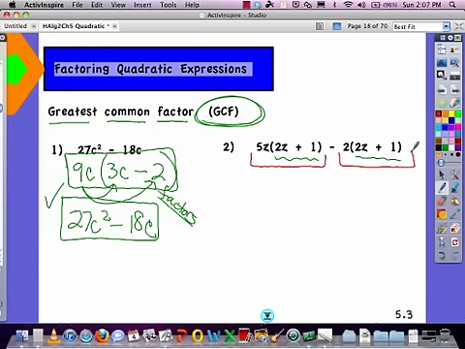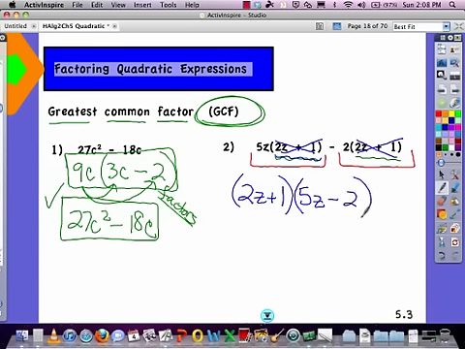So again, we're going to pull out that common factor. 2z plus 1 comes out as the GCF. Then times by what remains. If 2z plus 1 comes out as a factor, there's only a 5z left in that first part. And again, if 2z plus 1 comes out of that second part, you have a subtract 2 that's left.